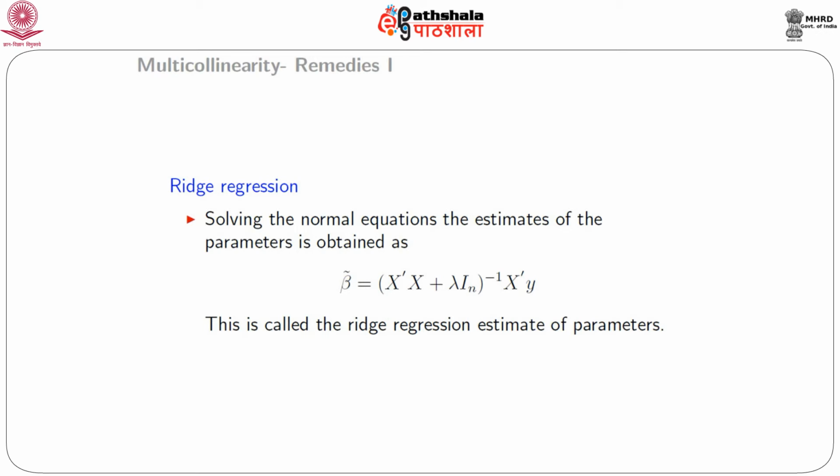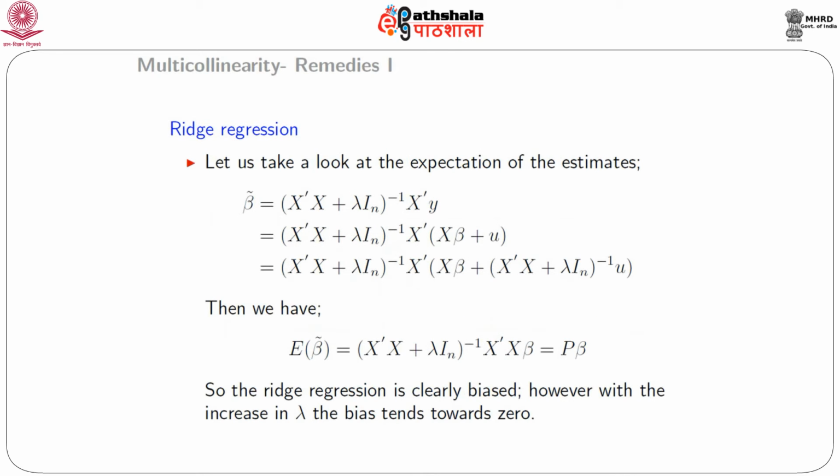Now, let us take a look at the expectation of the estimate. In this case, beta tilde takes the form (X'X + λI)^-1 X'y, which can be written as (X'X + λI)^-1 X'. Now, replacing y with Xβ + u, which was the original form of our regression model, beta tilde can be written as (X'X + λI)^-1 X'Xβ + (X'X + λI)^-1 u.